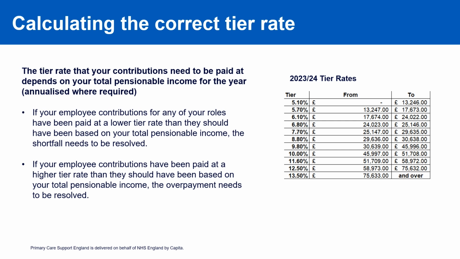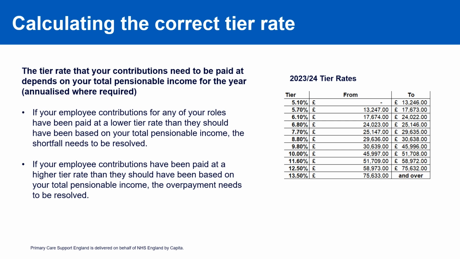The tier rate that your contributions need to be paid at depends on your total pensionable income for the year, and depending on your circumstances you may need to use the NHS Pensions Annualisation calculator to determine the correct tier rate. So for example, if you became a practitioner member of the pension scheme partway through the year, then your income needs to be annualised.